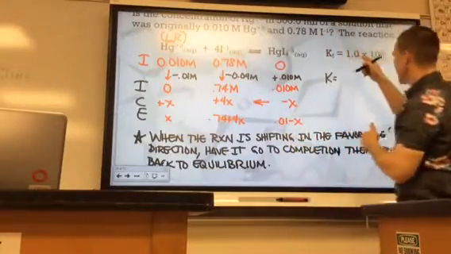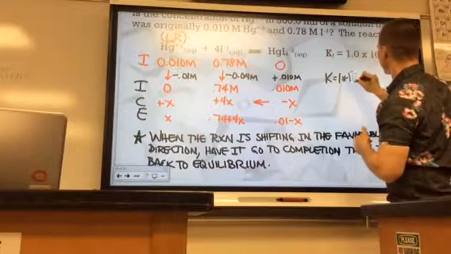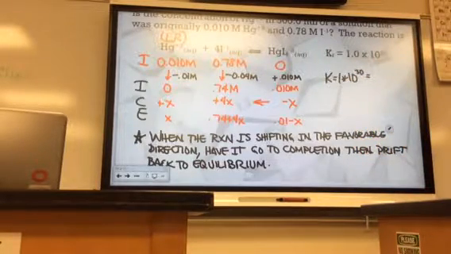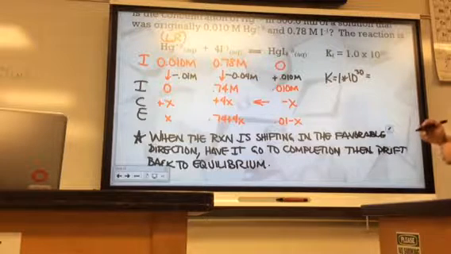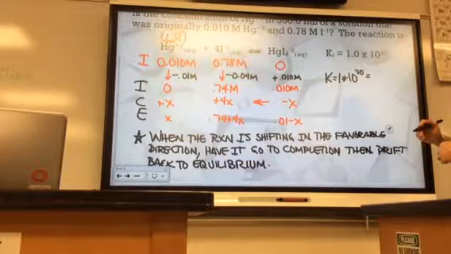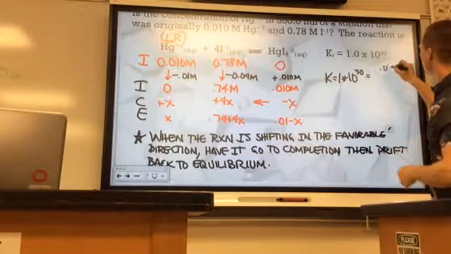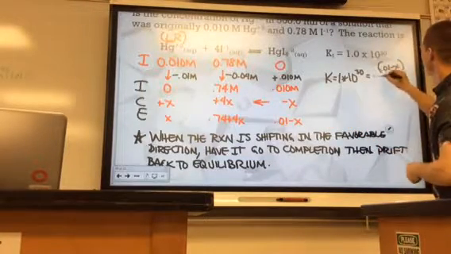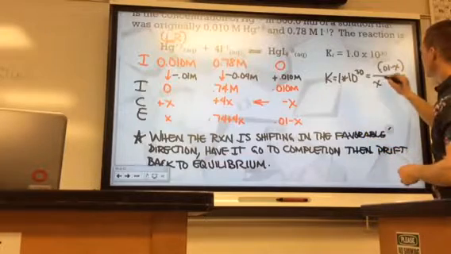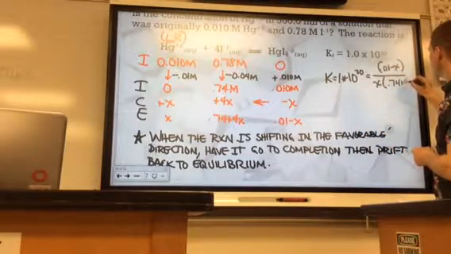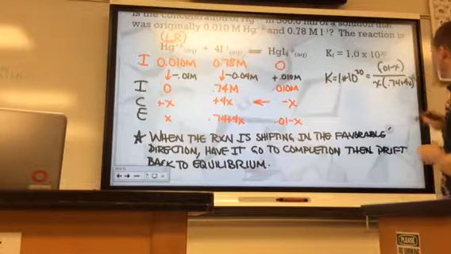K equals, and that's that K, 1 times 10 to the 30th. So we have products, which is 0.01 minus x, over reactants, x times 0.74 plus 4x raised to the 4th power.